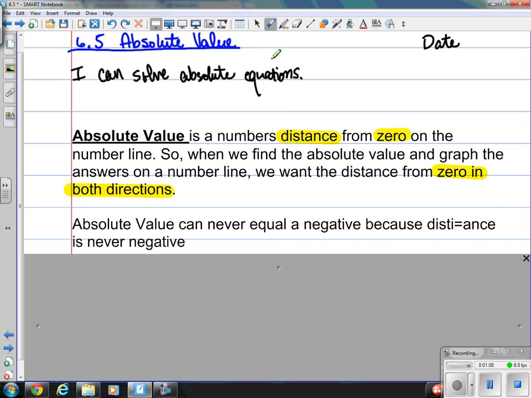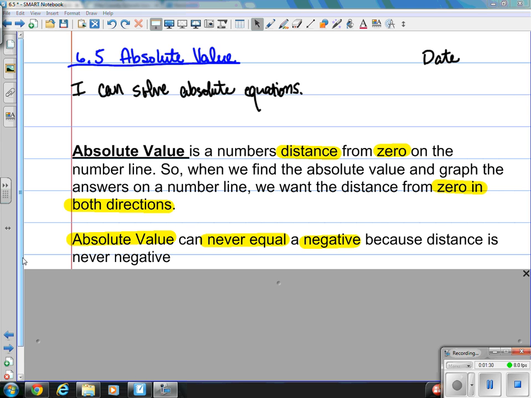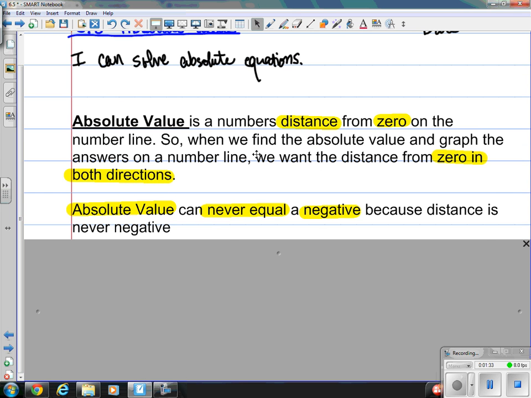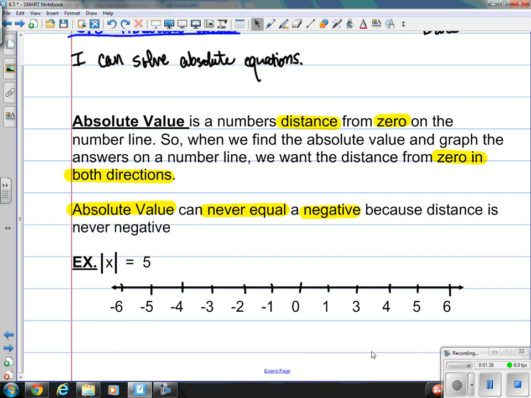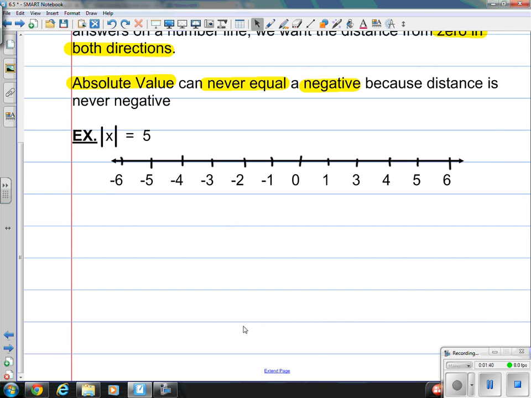So here's just a reminder that absolute value can never equal a negative because distance is never negative. Okay. And just lastly, to review absolute value, if we look at an example, I have the absolute value of x equals 5.